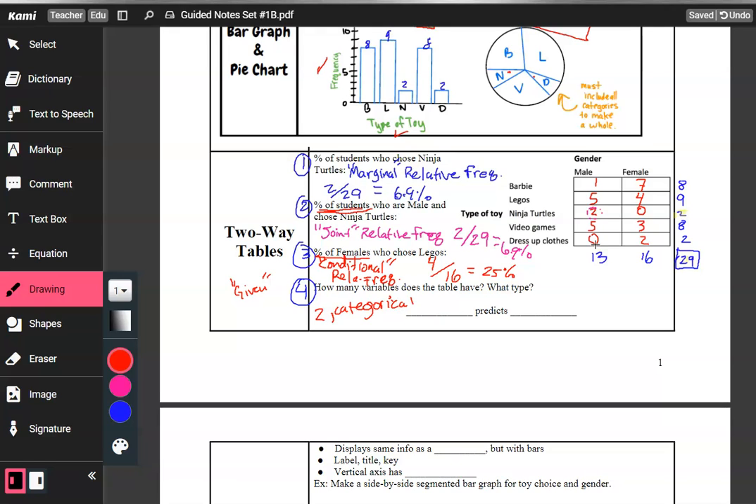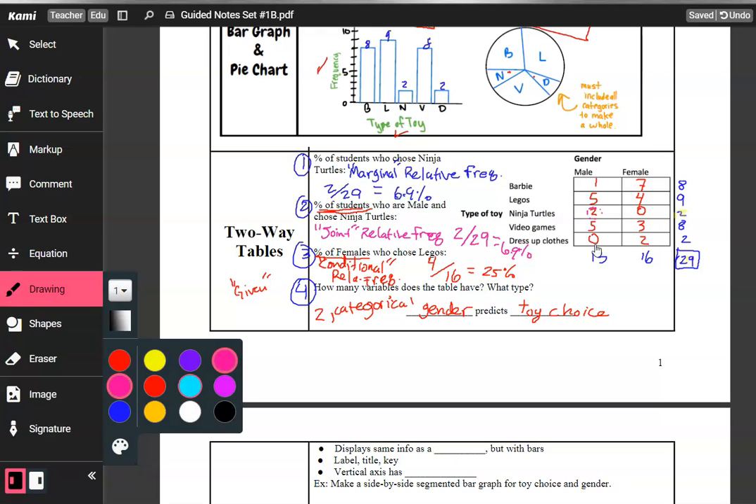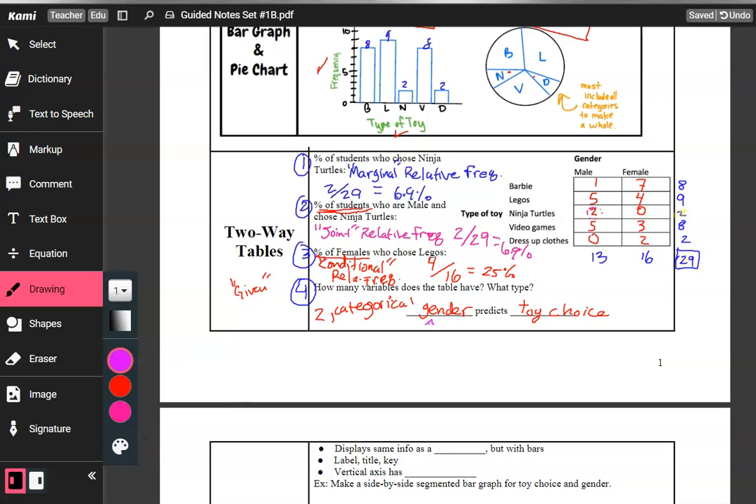Okay, here in this blank, we're going to say that gender predicts the toy selection or the toy choice. And we also want to know that the gender is considered your explanatory variable. Gender is your explanatory variable, and this is your response. Okay, so knowing the gender will predict the toy selection.